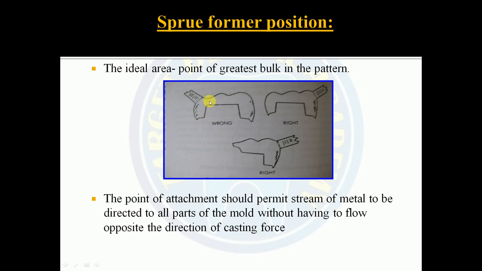Can you see this? The area of bulk is greater over here and it is lesser over here. In this, it is almost equal, greatest bulk. And in this, it is almost at the point of greatest bulk. Can you see this? It is also at the point of greatest bulk, but it is thinnest at this point. So the ideal point of greatest bulk pattern should be equal.